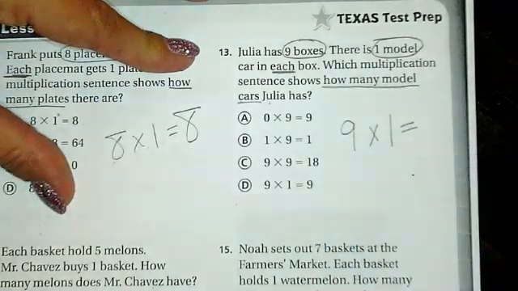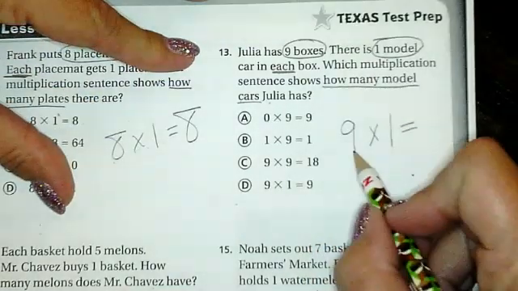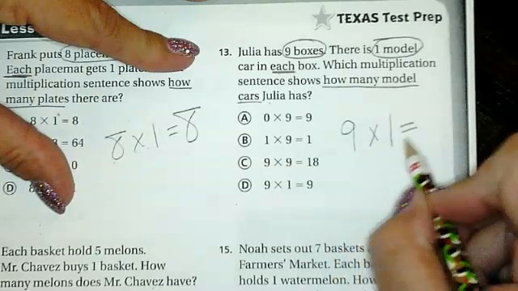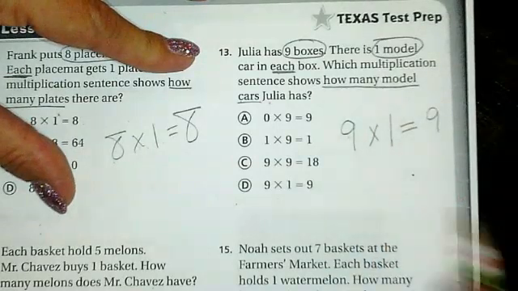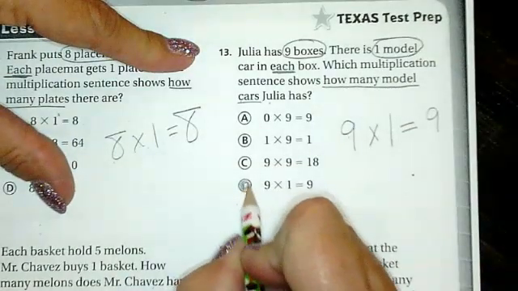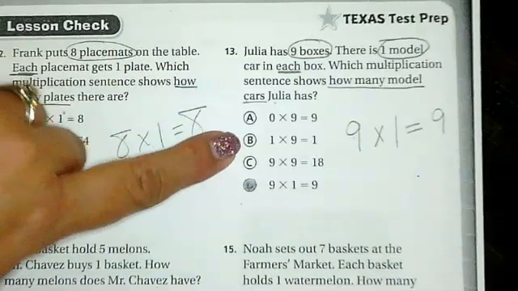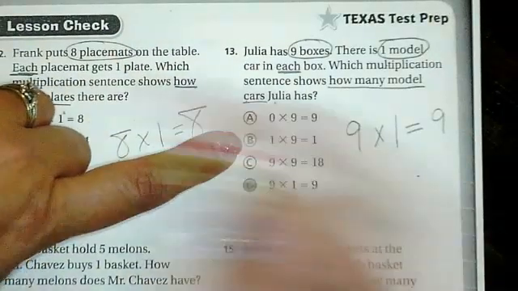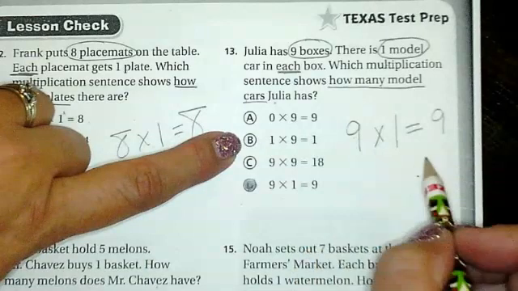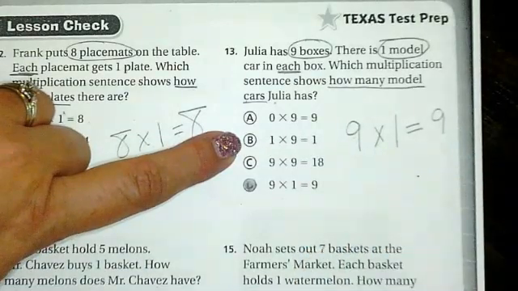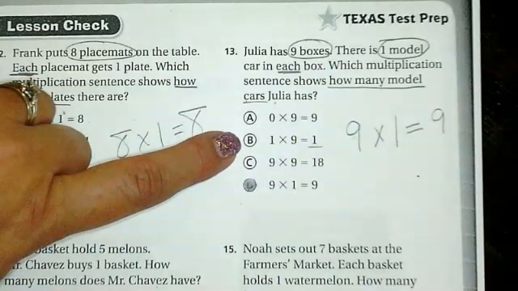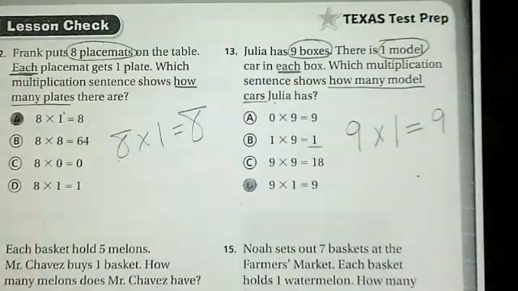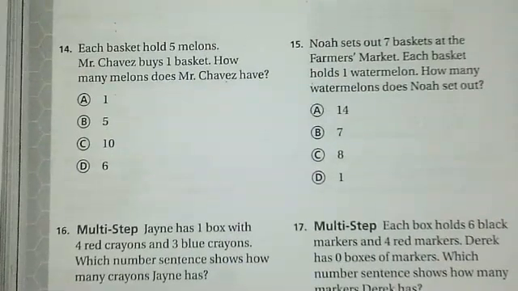What does that equal? According to the identity property, any factor times 1 equals that number. So 9. So what is the correct answer? That would be D. Why isn't it B? 1 times 9. It's the same thing, right? Because the commutative property says I can flip my numbers and it still equals the same thing. Well, that would be because of this product. 9 times 1 does not equal 1. 9 times 1 equals 9. She has 9 cars.